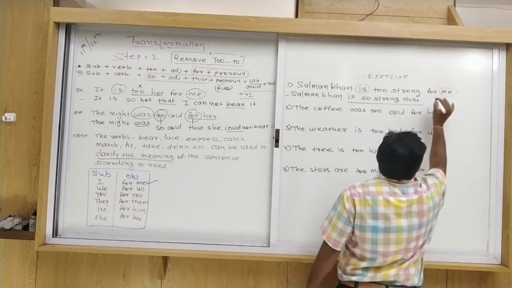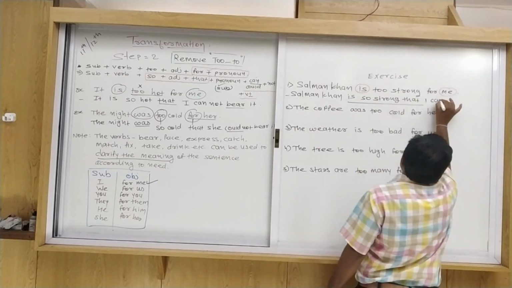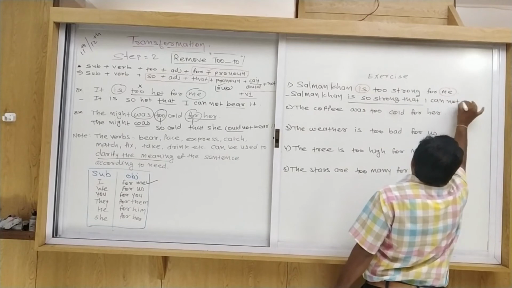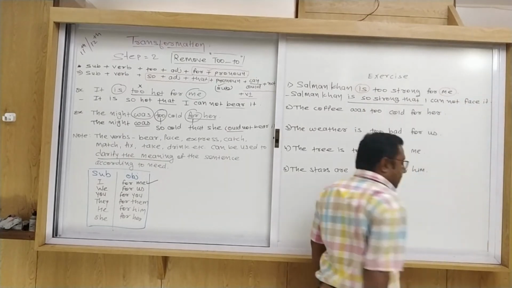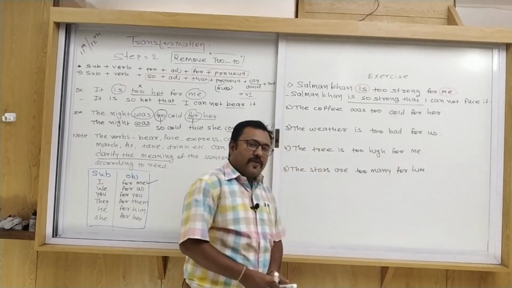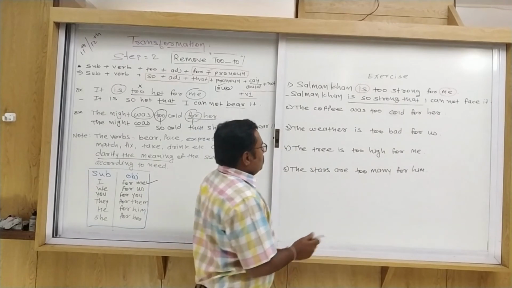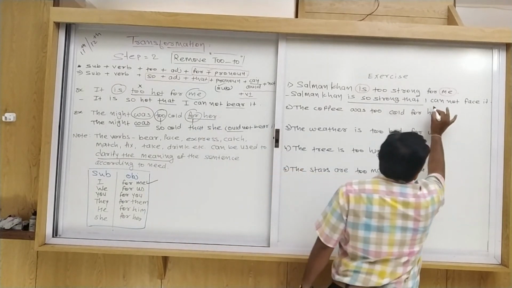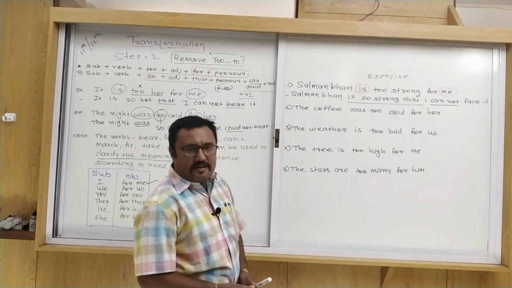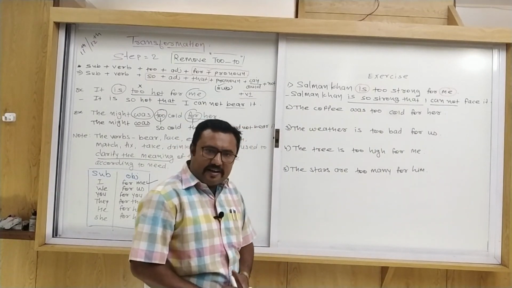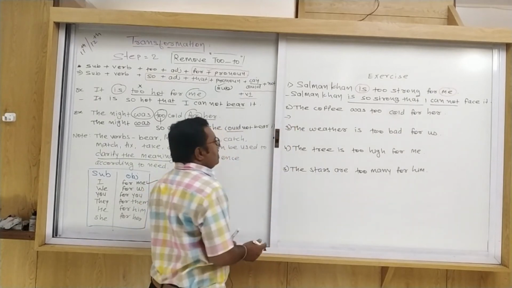What is the subject of me? I. Present is used. So, I cannot face it. I cannot fight with Salman Khan. So, I use can here because this sentence is about simple present tense. Is that clear? Now, see the second sentence.